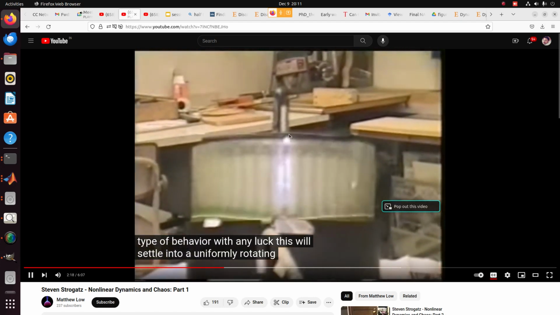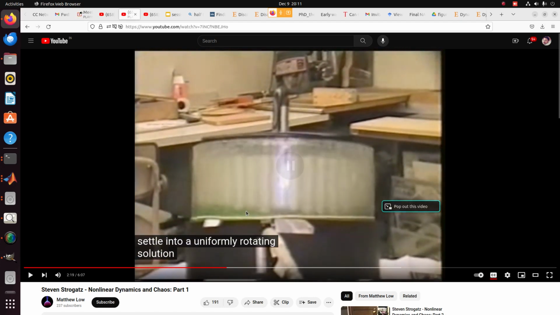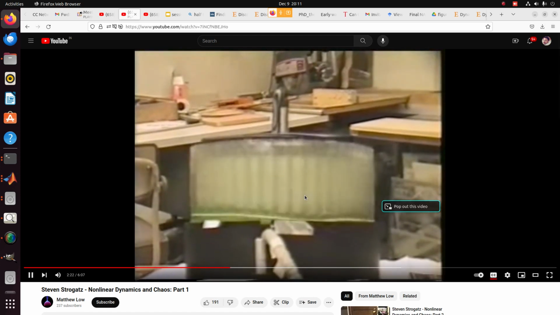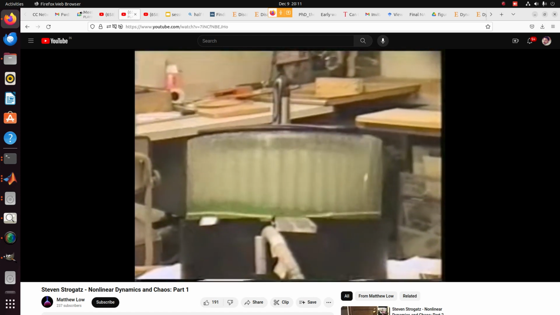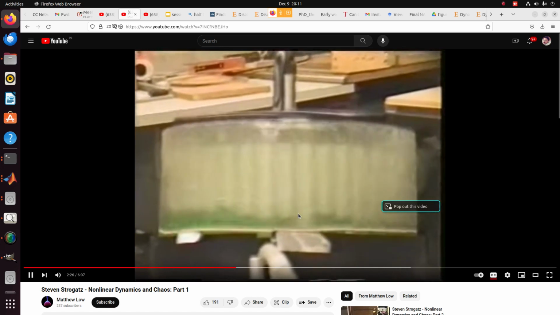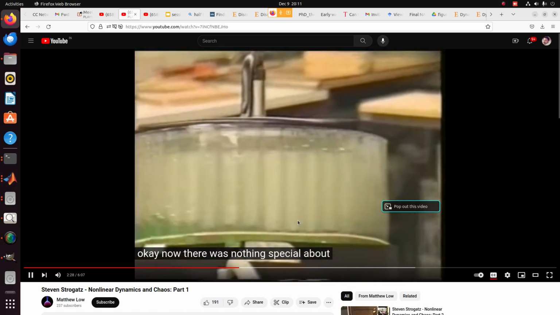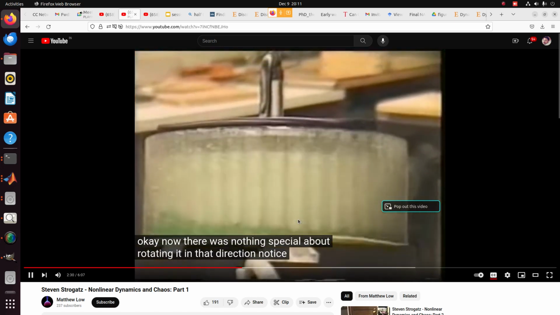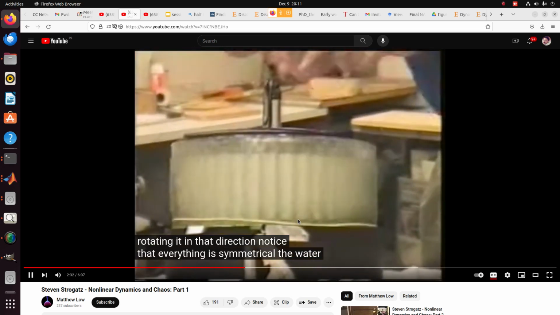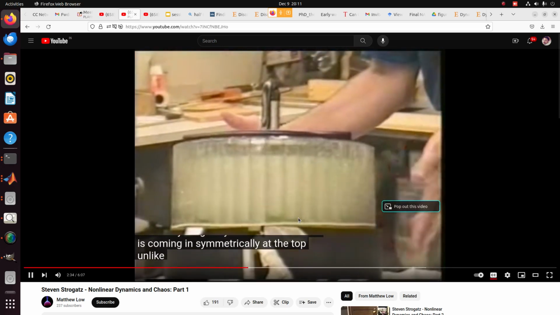And now from the manifold the water is getting filled, and you can see that the little green colored water is getting filled uniformly over the whole place. So the brake is at some intermediate condition, and it is uniformly rotating. There is no special thing, but it keeps rotating in one direction, and water is getting filled symmetrically.